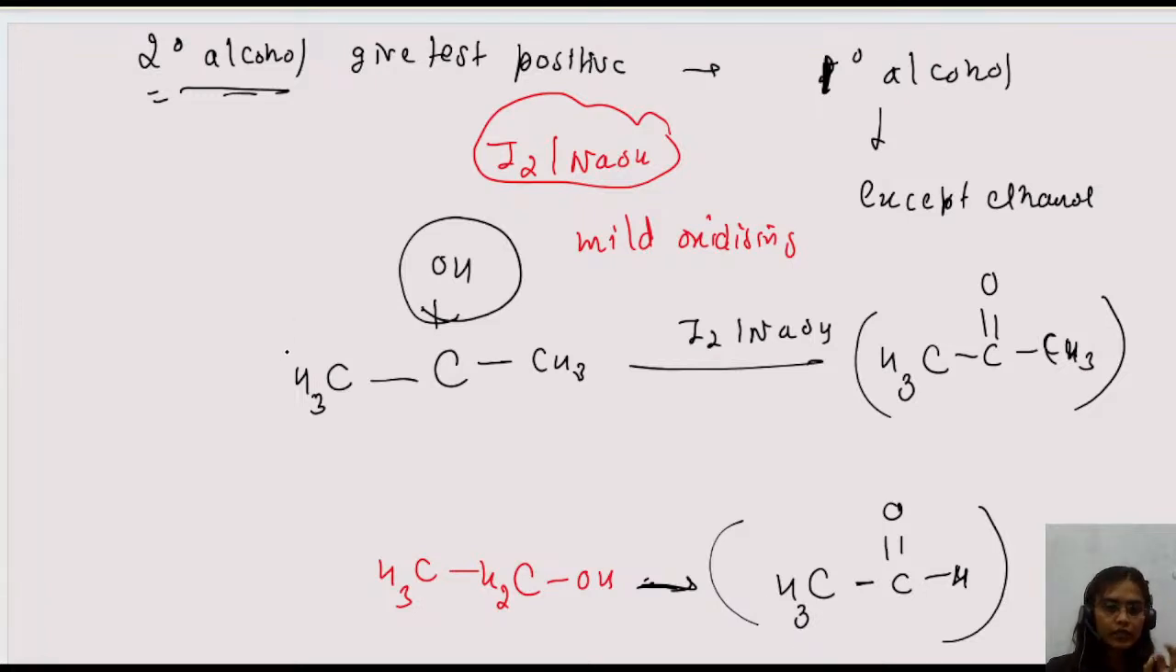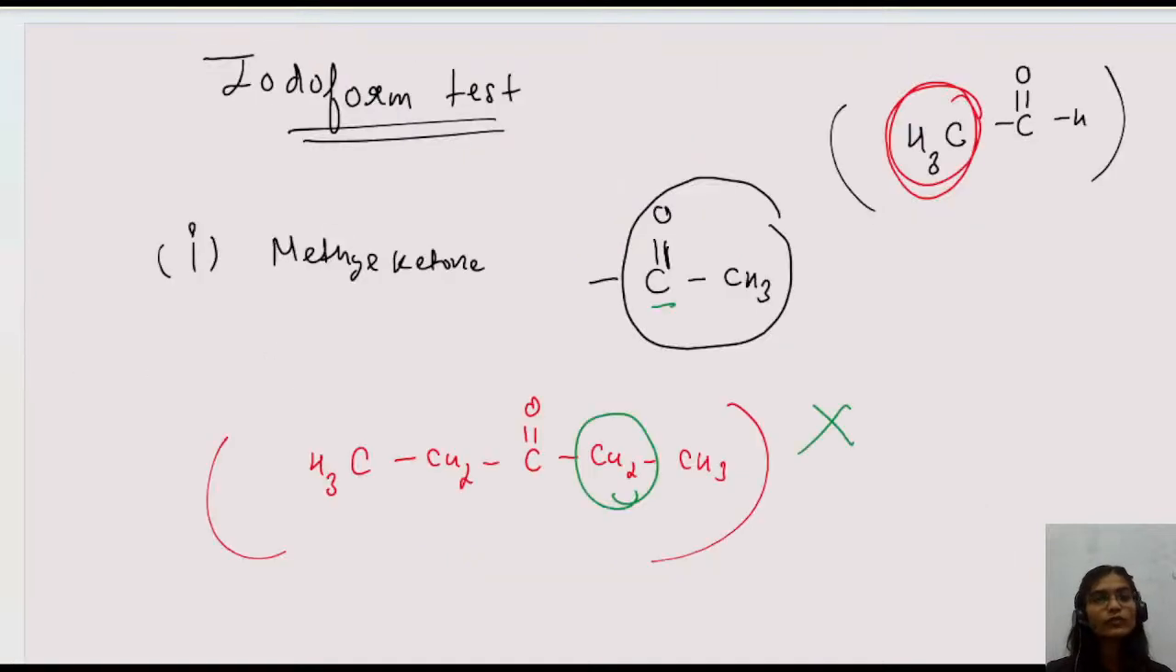So that's it. This is all for how to go with this. Methyl ketone is the basic criterion, and the second one is the secondary alcohol except ethanol. These substrates will give the test positive. So the substrate part is sorted, and next is the reagent. Which kind of reagent are we using?